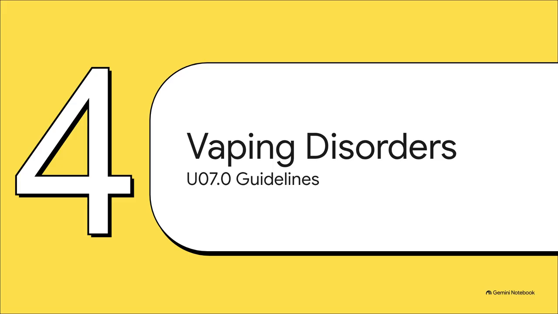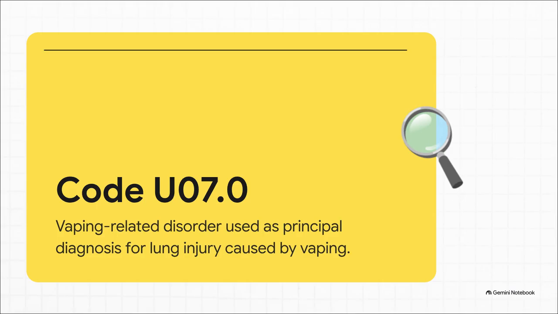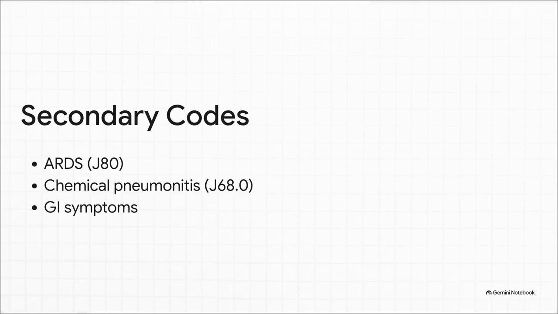Which brings us to Section 4, Vaping-Related Disorders, U07.0. Just like COVID-19 required immediate tracking, that sudden, terrifying spike in severe lung injuries tied to e-cigarettes triggered the WHO to activate code U07.0. When a patient is admitted for pulmonary pathology that is directly caused by vaping, U07.0 acts as your principal diagnosis. Doing this signals immediately to researchers and payers exactly what the root cause of the crisis really is. But just slapping U07.0 on a claim doesn't really tell the whole clinical story, does it?